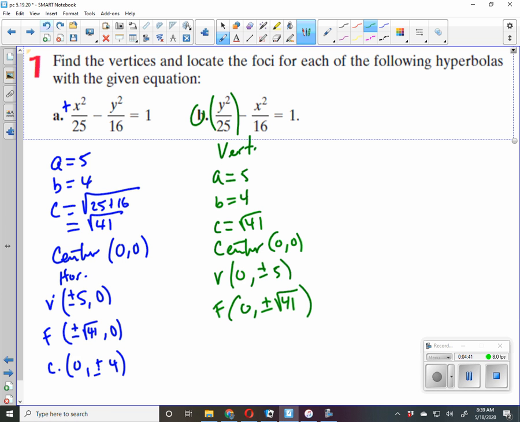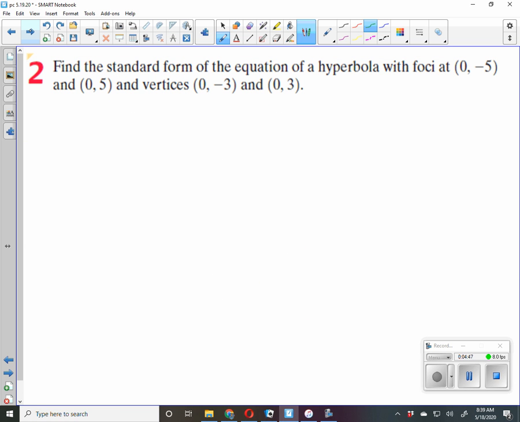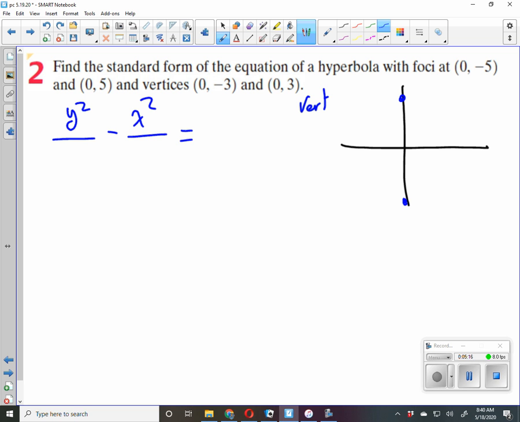That's basically the quick introduction to this. Let's take a closer look. Find the standard form of the equation of a hyperbola with foci at, and again, anytime they give you stuff like this, go ahead and sketch a picture and see what it looks like. The foci are at plus or minus 5, so that's going to be here and here. That means this is going to be a vertical hyperbola. That means this is going to be y squared over something minus x squared over something equals 1. The vertices are going to be plus or minus 3 there.